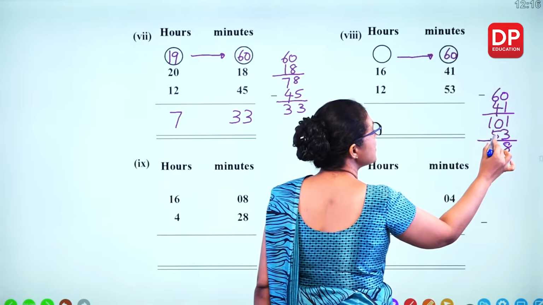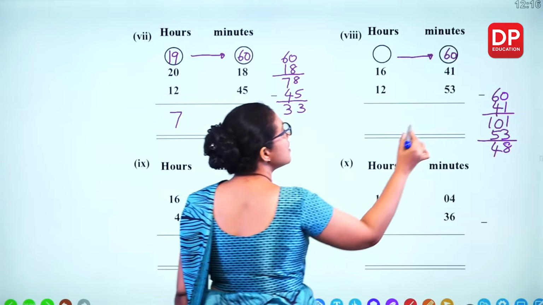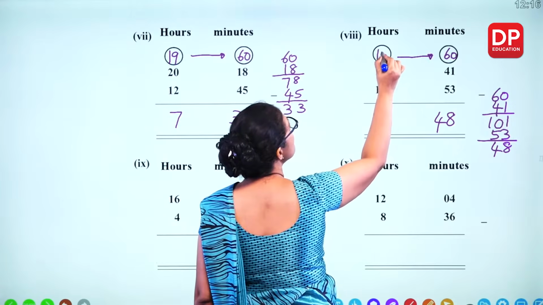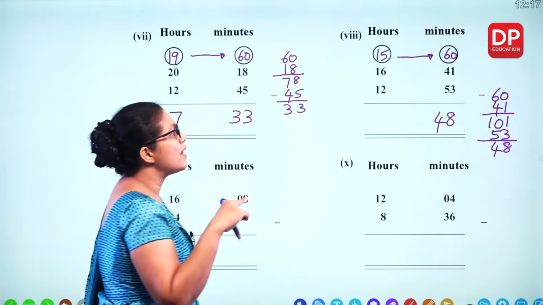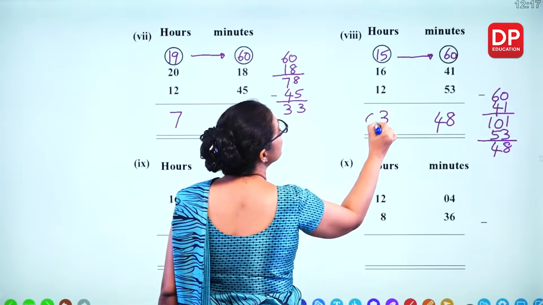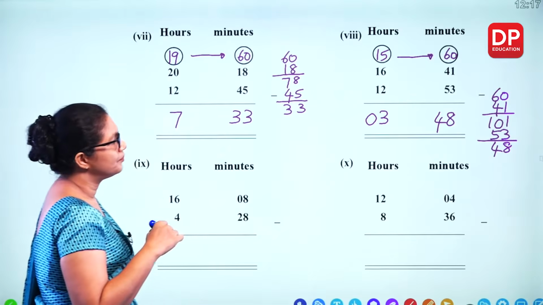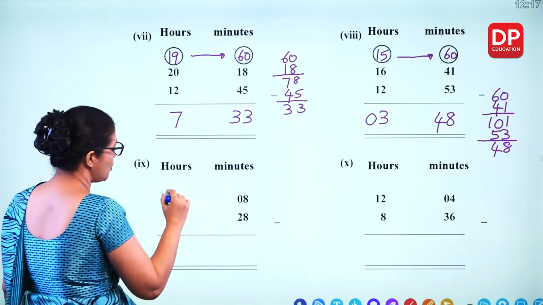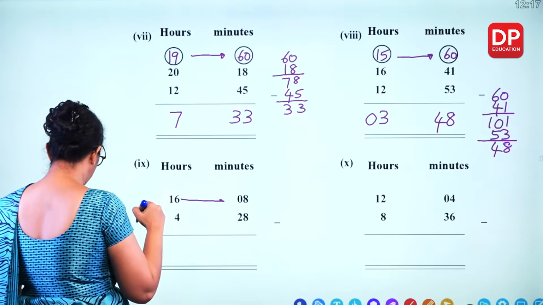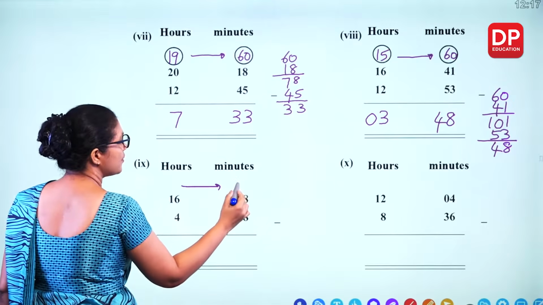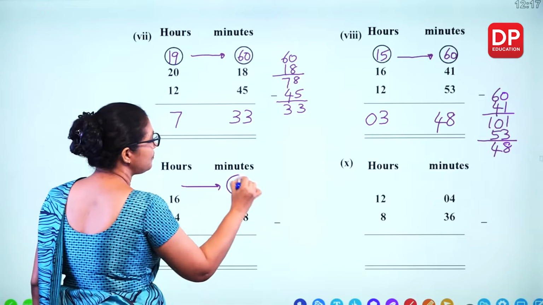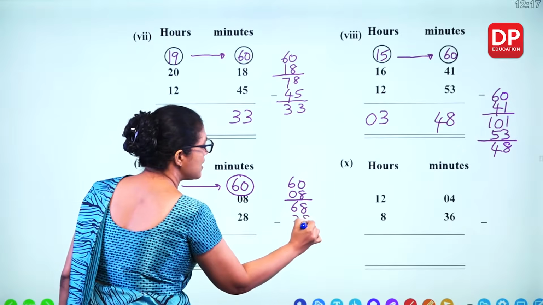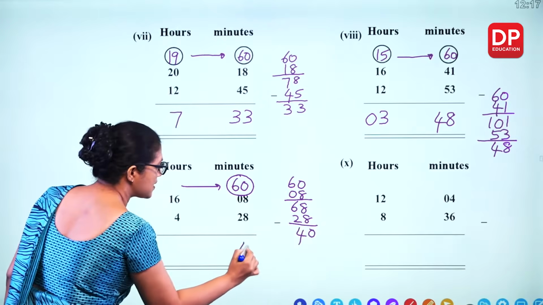48 minutes. Earlier 16, we took 1, so this becomes 15. 15 minus 12, that's 3. This one, 28 we can't do, so take 1. We can take 1, so that means 60. 60 and 8, 68. Subtract 28, you get 40 minutes here.